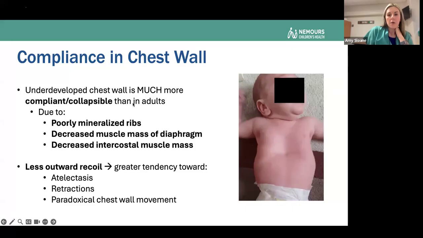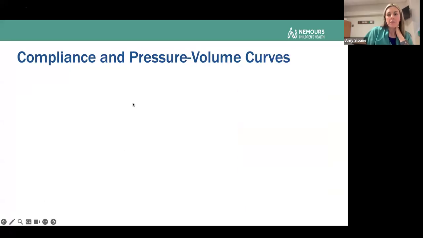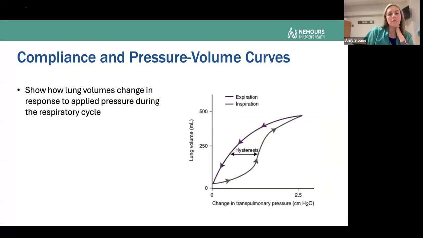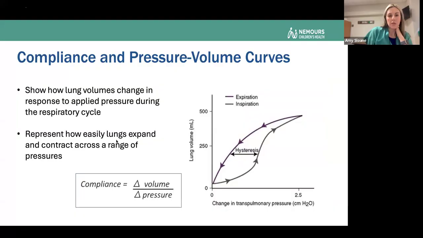So as I mentioned, in the pressure volume curve, compliance is essentially reflected by the slope of this curve. These curves illustrate how lung volume changes in response to an applied pressure throughout the respiratory cycle. And these are the curves that I think we look at every day on our ventilated babies, or at least should be looking at every day on our ventilated babies, many times a day.